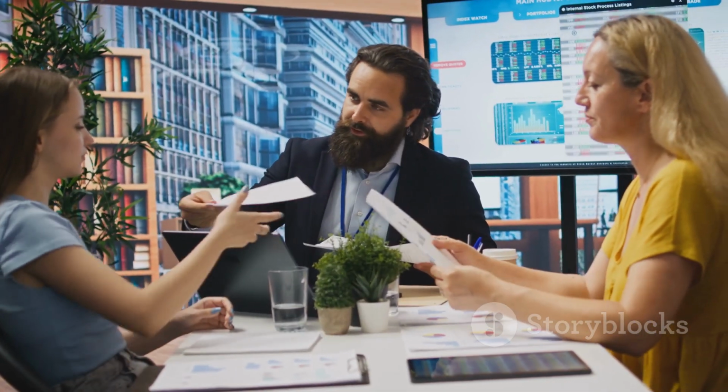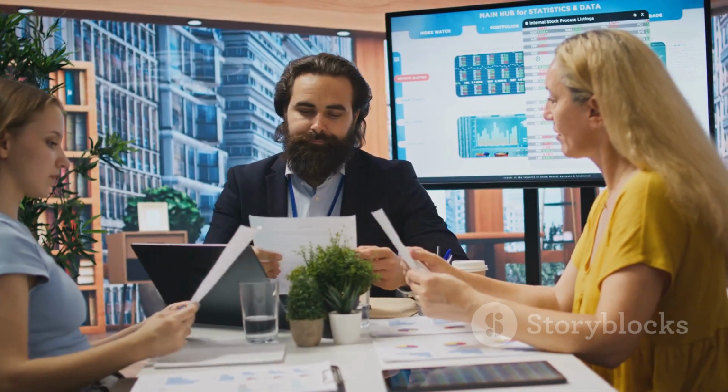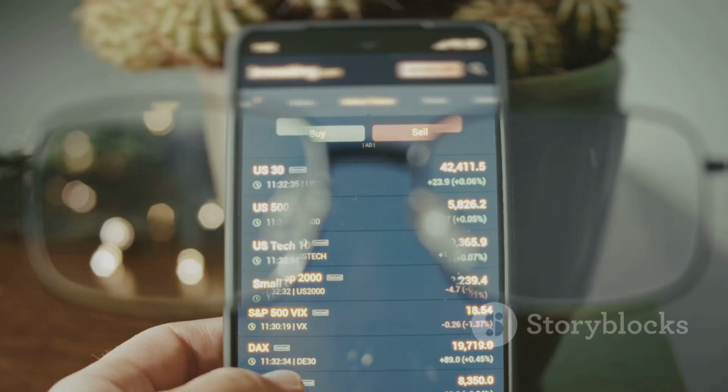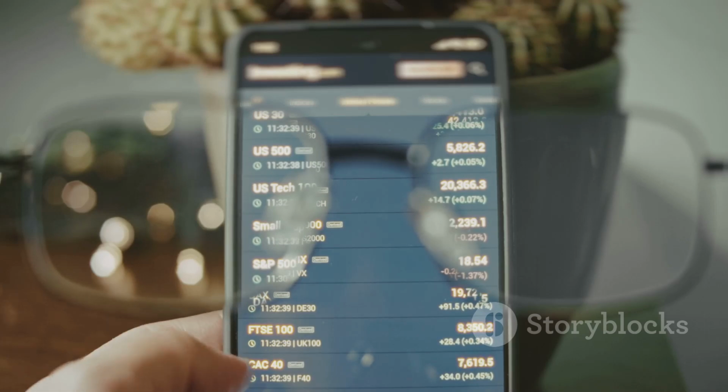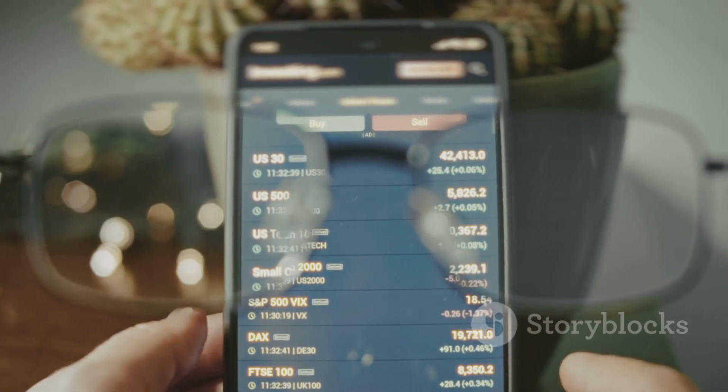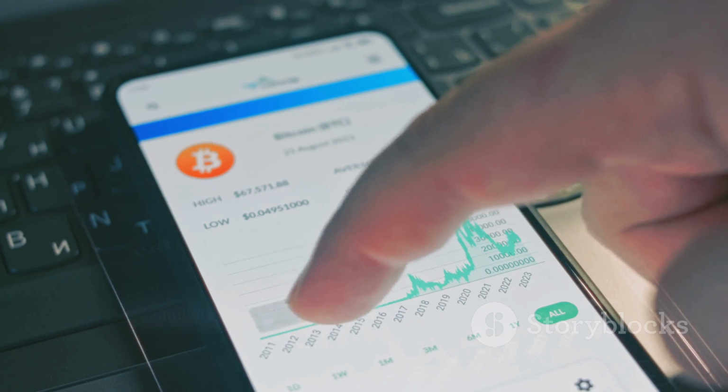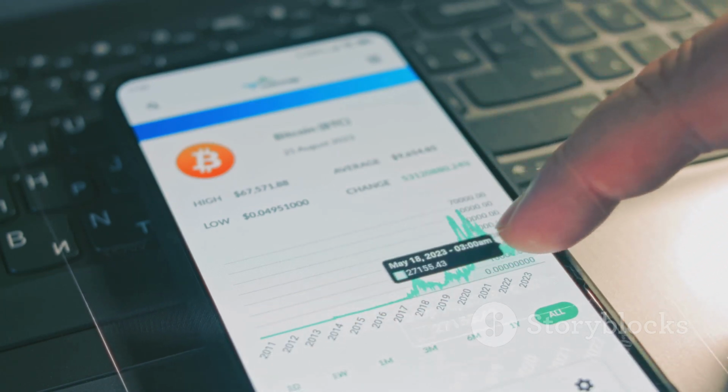By carefully considering your financial goals, risk tolerance, and trading experience, you can choose the method that aligns with your needs. Remember to start small, manage your risk, and stay informed to navigate the exciting world of cryptocurrency trading successfully.